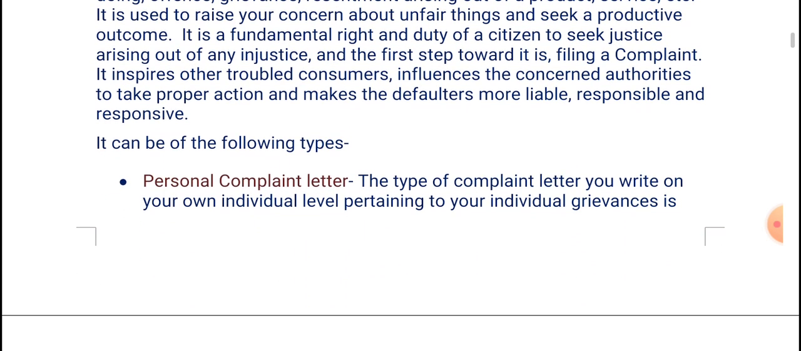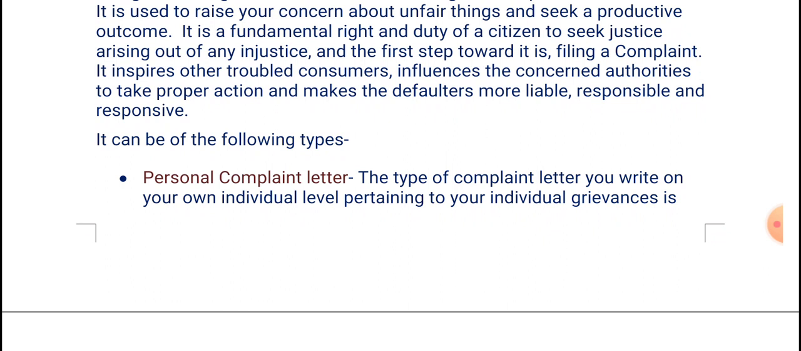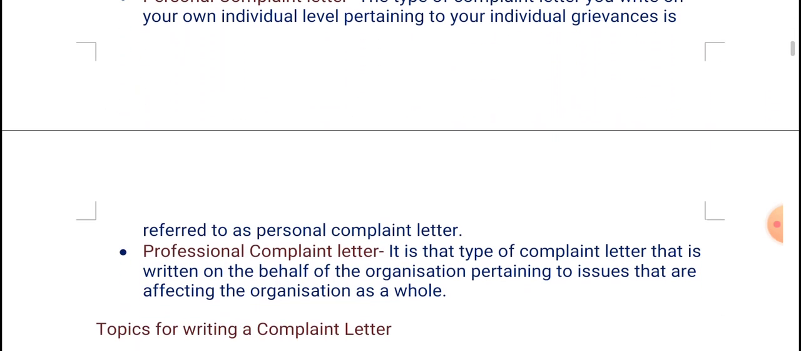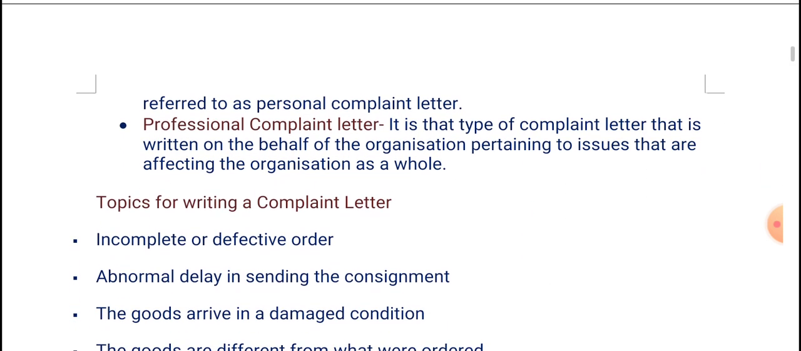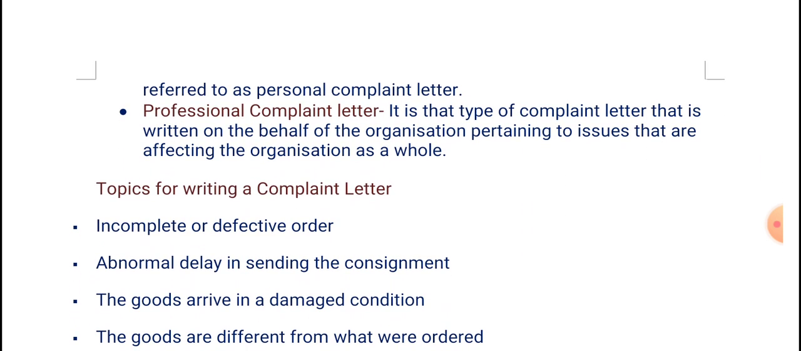Personal complaint letters. The type of complaint letter you write on your individual level, pertaining to your individual grievances, is referred to as a personal complaint letter. Second one is the professional complaint letter. It is that type of complaint letter that is written on behalf of the organization, pertaining to issues that are affecting the organization as a whole. So these are two types of complaint letters.